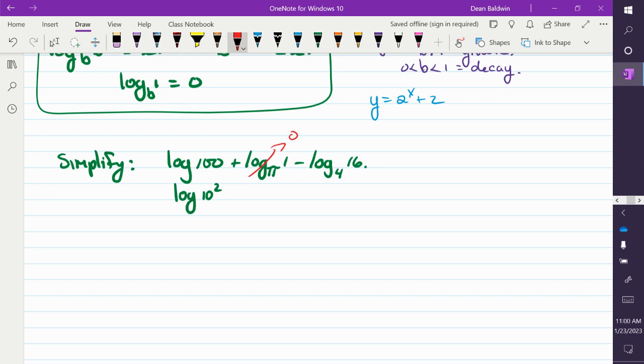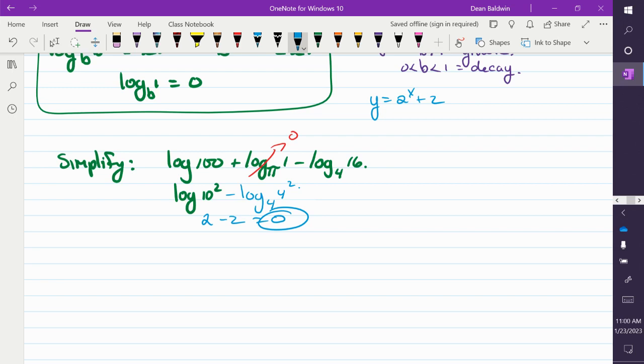And the last one here, I changed the 16 to a square. So I just created one that has an answer of 0. I didn't even mean to do that. So log base 10 of 10 squared equals 2. This equals 2. So the answer is 0.